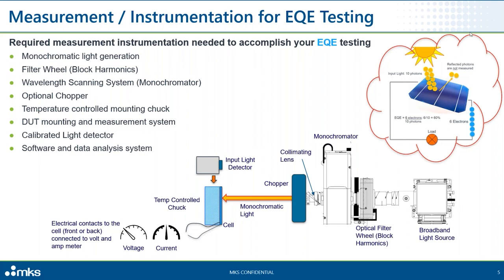This is something you might have in your lab already, many of these components. I'll go through this as a quick overview at the top level, and then we'll get into each of the items as we go further into this webinar. You would start with a broadband light source, which could go through an optical filter system. You can then use a monochromator to take that light and split it up into individual wavelengths. Those can then go through a chopper. That light can then come through onto your device under test, which is mounted to a chuck. The chuck can be temperature controlled. You can then measure current and voltage. And you can also use an input light detector to calibrate your system.